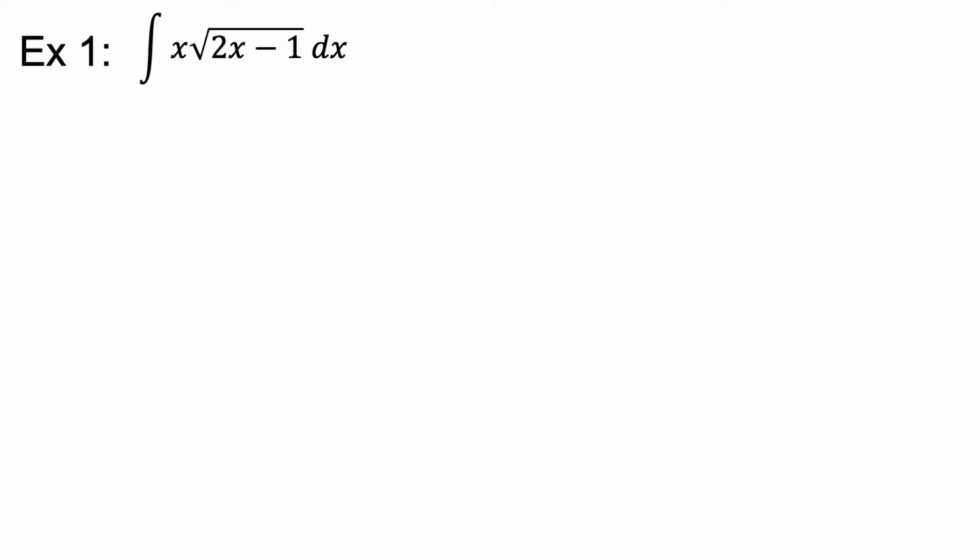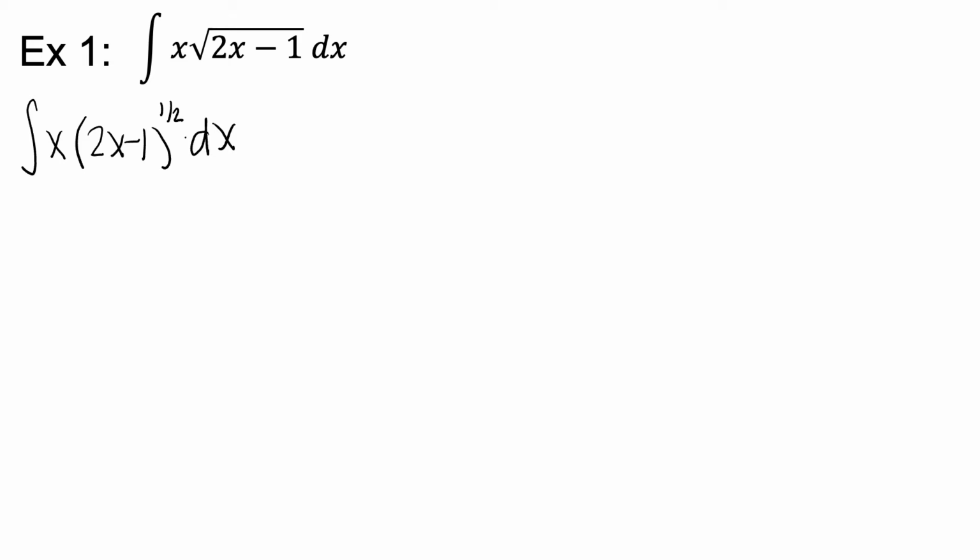Okay, so we are going to look at our first example. We want to integrate x times the square root of 2x minus 1 dx. So just like always, I'm going to start by rewriting. I know that I can't handle that square root, so I'm going to make it x times 2x minus 1 to the 1/2 power dx.